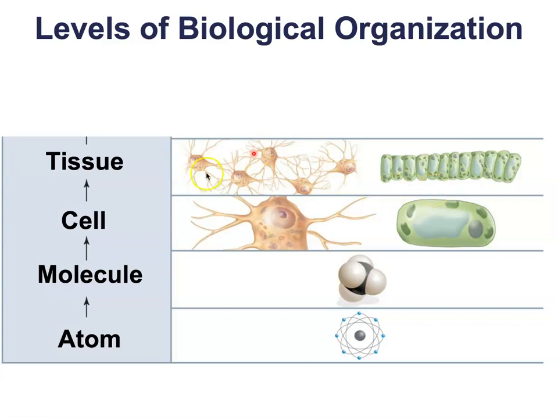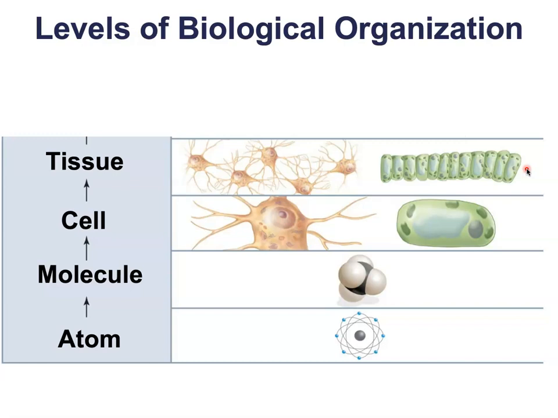Like in the case over here, we have nervous tissue. We have a bunch of nervous cells that are going to be nervous tissue. Over here, we have a bunch of plant cells. What we're forming over here is what's known as meristematic tissue. This is going to be the tissue that's found in leaves that's primarily responsible for photosynthesis.